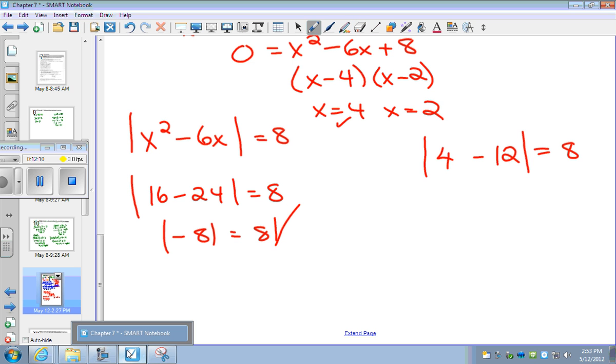That's what I did wrong. Okay. Is 4 minus 8 is negative 8? 4 minus 12, rather. The absolute value of negative 8 is 8. So both of those worked.